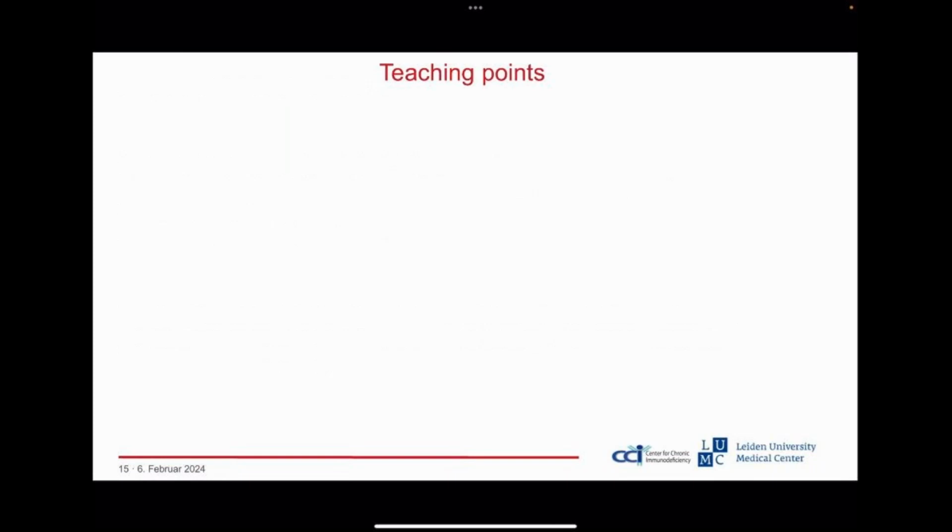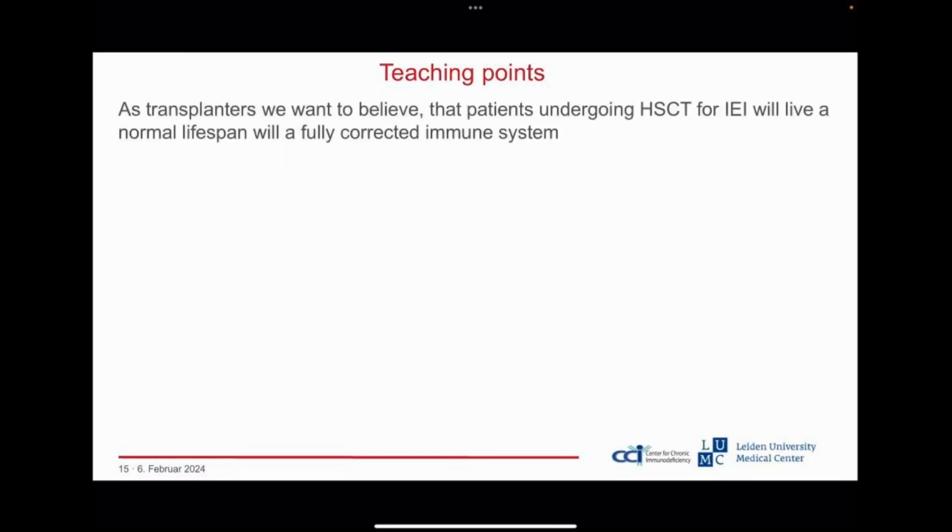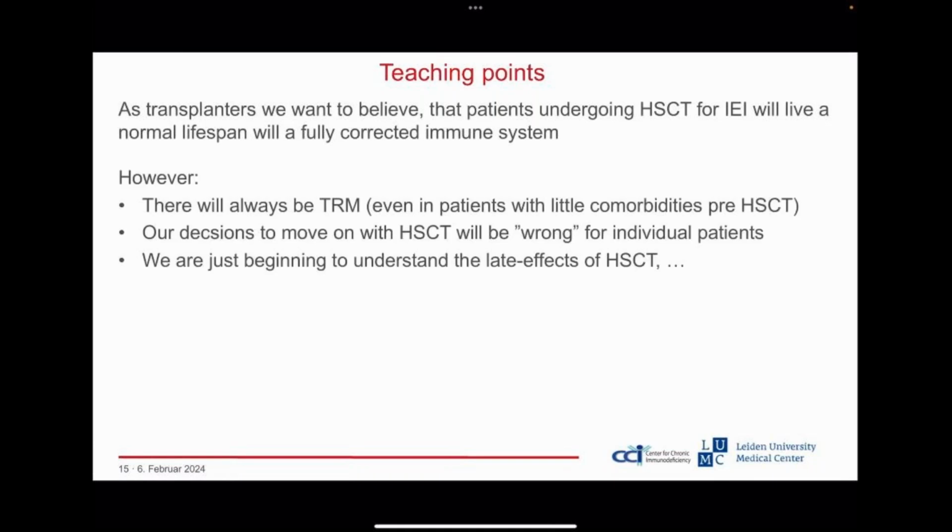So let's sum up some teaching points from these cases. As transplanters, naturally, we want to believe that patients undergoing HSCT for an inborn error of immunity will have a normal lifespan with a fully corrected immune system. However, we must anticipate and also counsel families accordingly that we make these decisions on the basis of cohort data. And although these assumptions are right if we apply them to the entire cohort, there will of course always be TRM, even in patients with few comorbidities pre-HSCT. So our decision to move on with HSCT, although it might be right for the entire cohort of patients, will necessarily be wrong for individual patients.